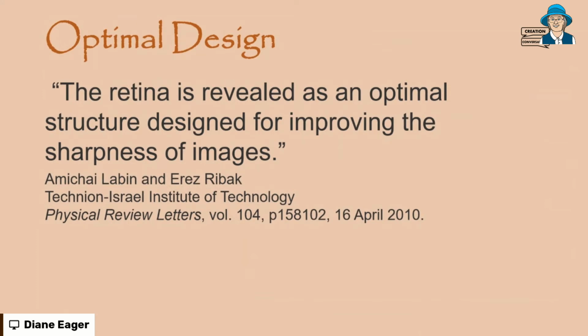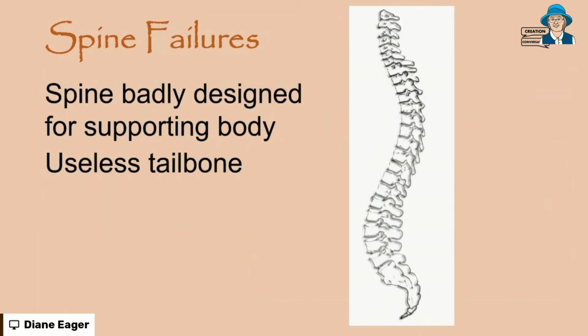Now, another common criticism of the human body is that the spine is badly designed for supporting the body, and down at the very end of it, there's this useless tailbone, which is an evolutionary leftover. Well, in fact, the spine is very well designed for supporting the body because we stand upright. Now, yes, lots of people do have back problems, but like any hard-working machine, the hardest working bits tend to wear out first. That's a reminder that our bodies are going downhill.